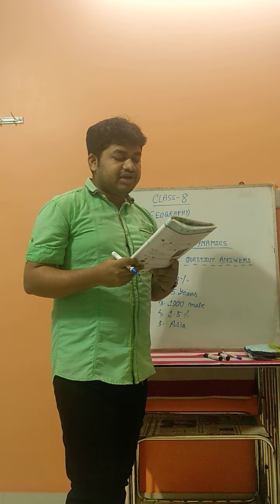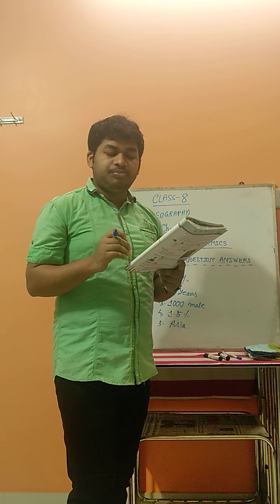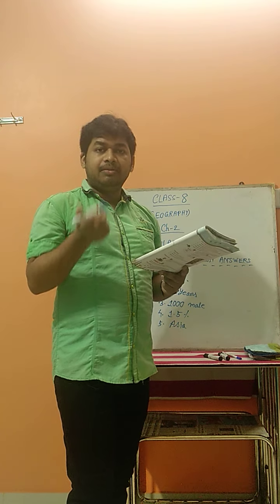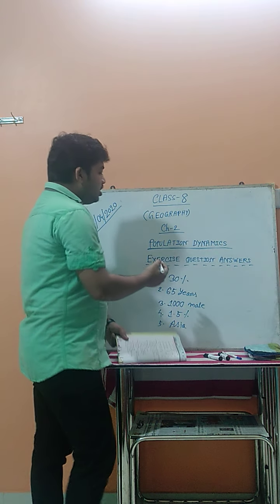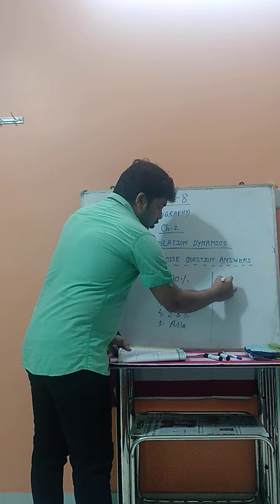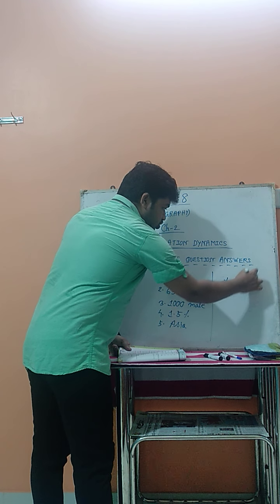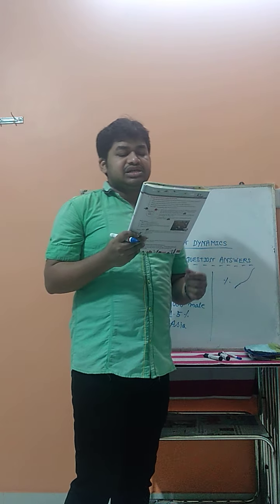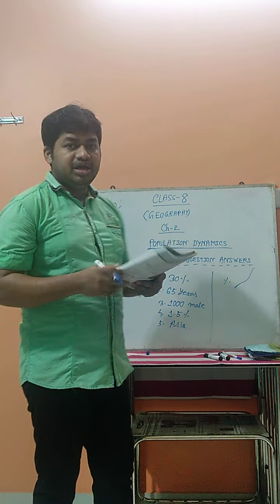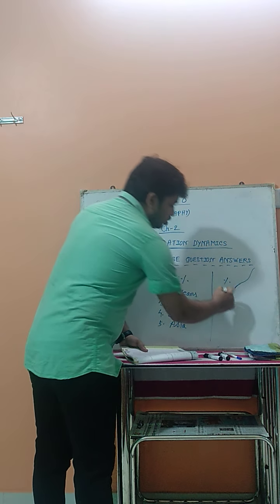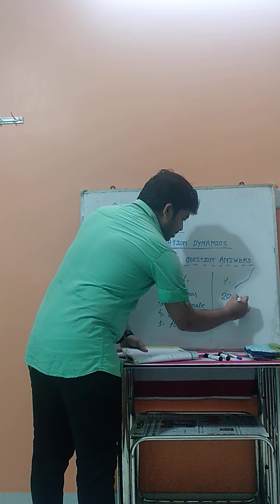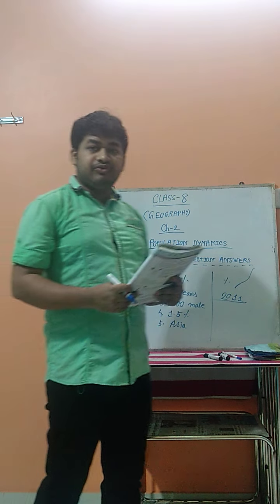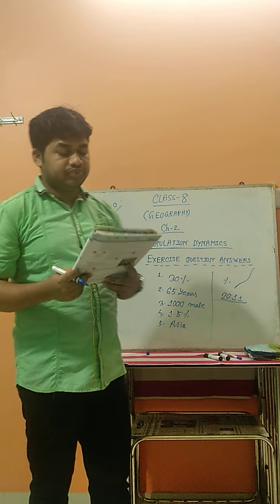Number 4, growth rate is the change in population expressed as a percentage or curve line. Through the percentage we can show how the growth rate is changing, and also through the curve line we can represent it. And in India, the highest literacy rate was in which year? In the last census, 2011.